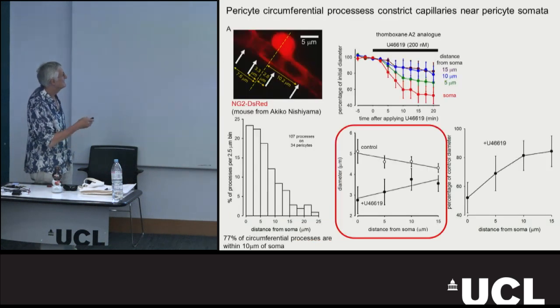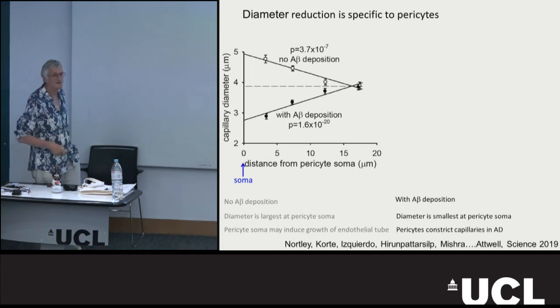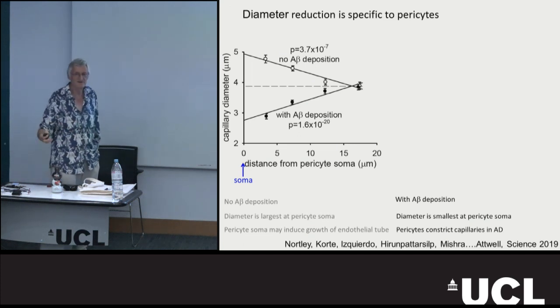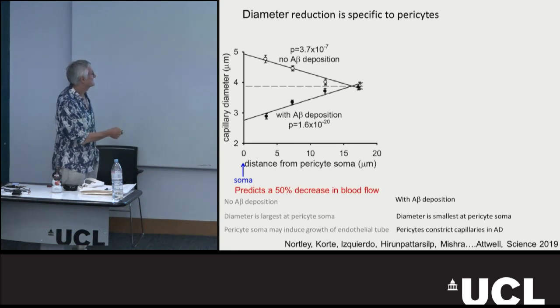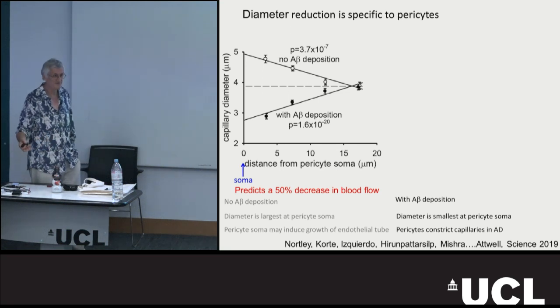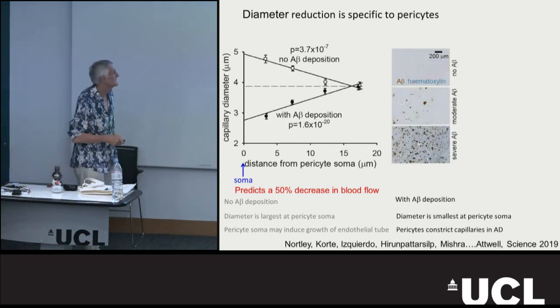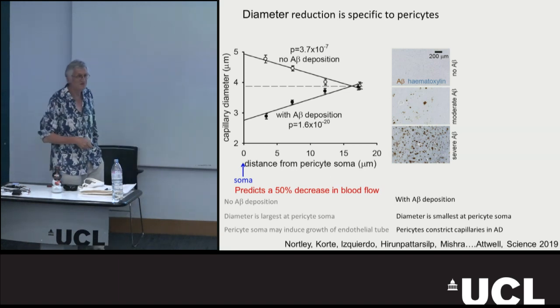So I remind you of this graph I showed you earlier, just applying a constrictor in a brain slice. That's very similar to this diagram we've got in the human AD patients, okay? And this predicts, if you take these two profiles and do the maths for Poiseuille's law, that predicts a 50% decrease in blood flow.